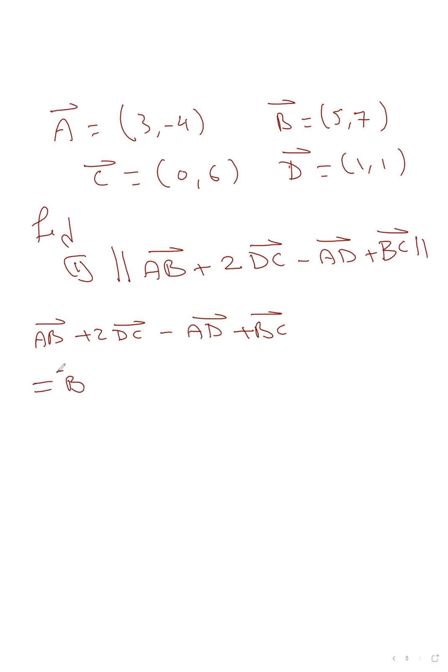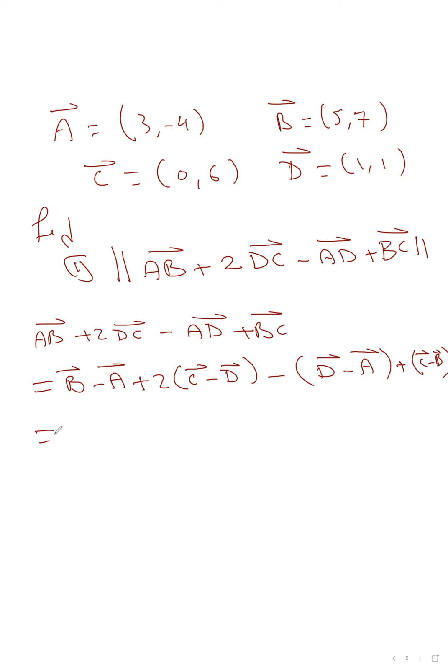AB means B minus A, plus 2DC means 2 times C minus D, minus AD means D minus A, plus BC which is C minus B. Okay, here we get B minus A plus 2C minus 2D minus D plus A plus C minus B.